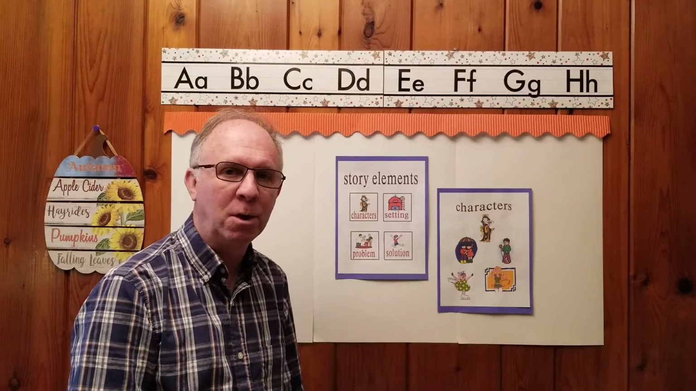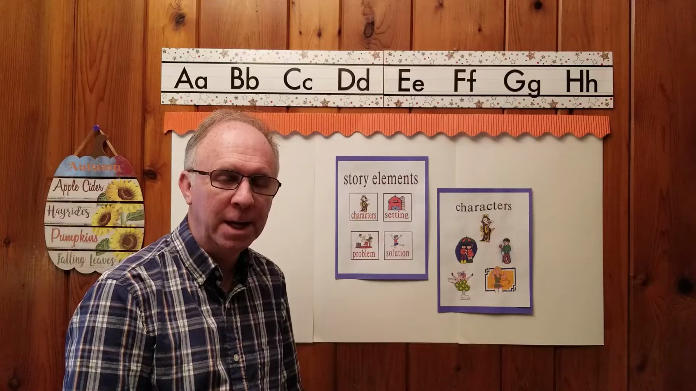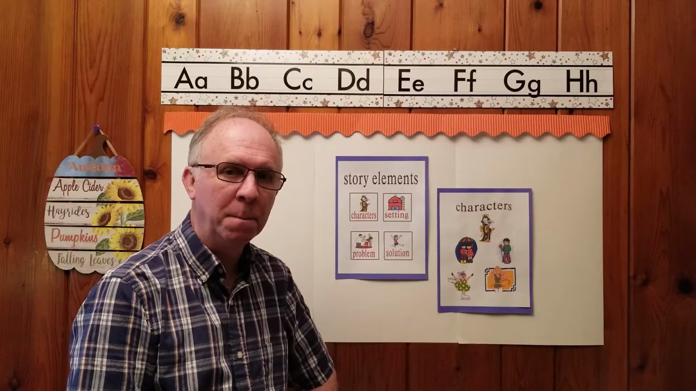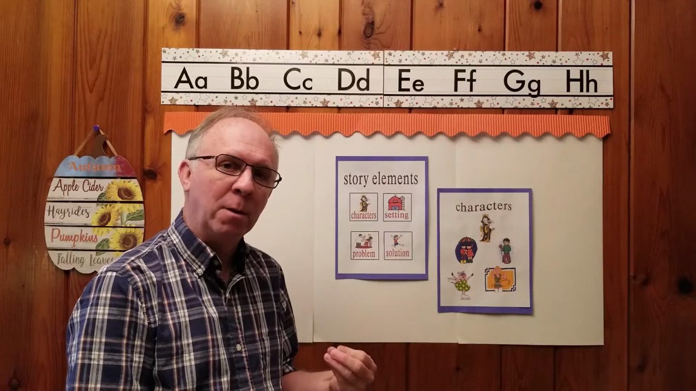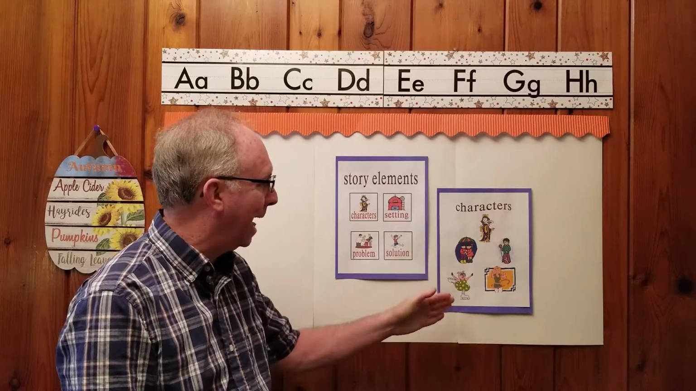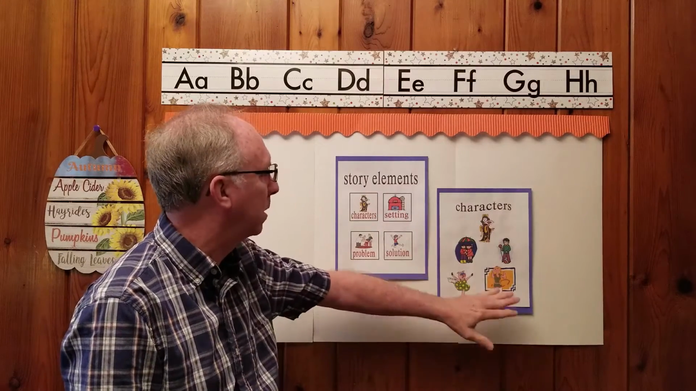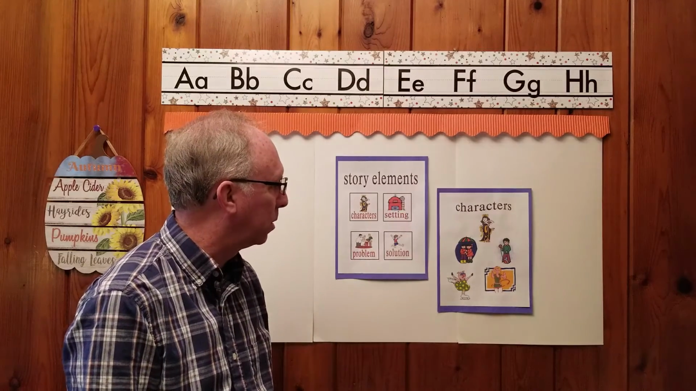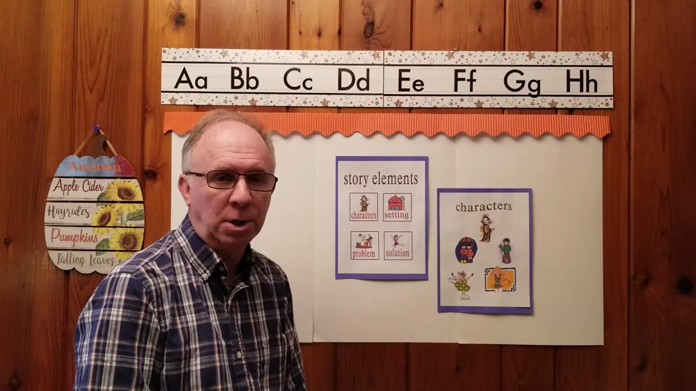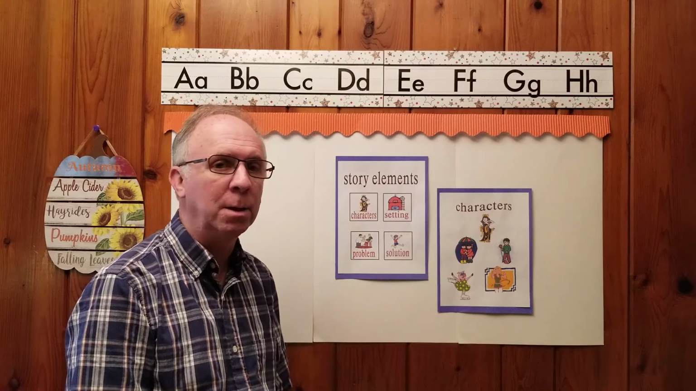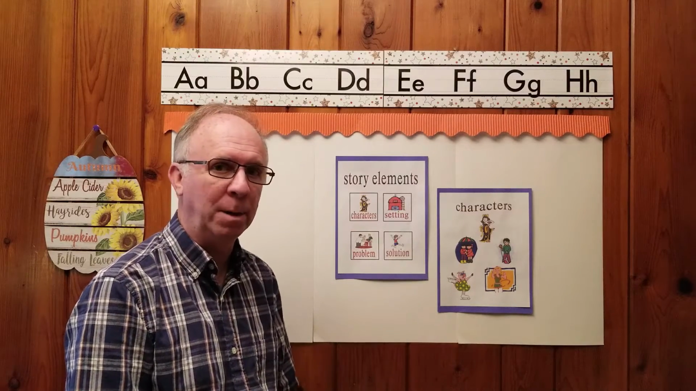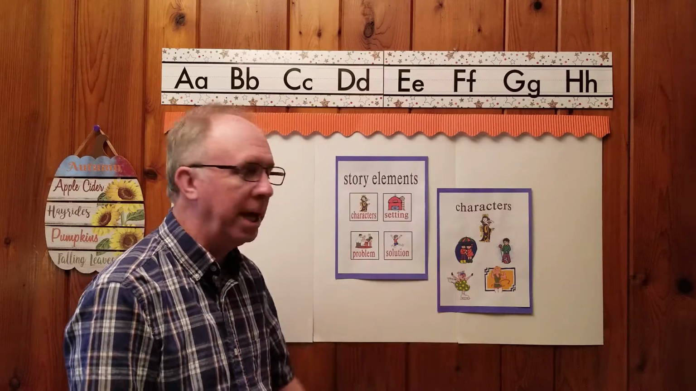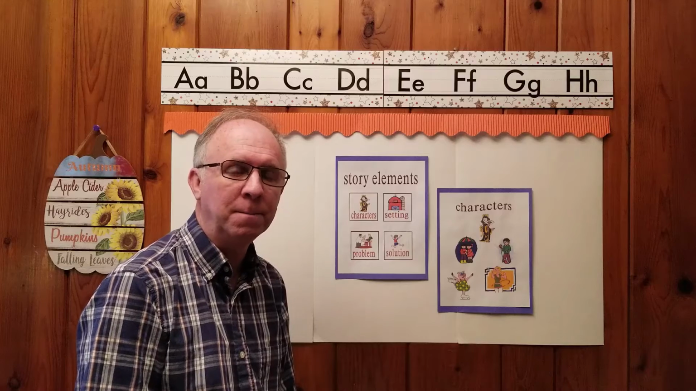First story element we'll talk about are characters. Characters, of course, are central to understanding a story. Characters may be real people or they may be animals. I have some examples of different types of characters that your child might encounter in a story. They might be a child, could be an adult, it could be a fantasy story involving a prince or princess. It could be animals who take on human characteristics.